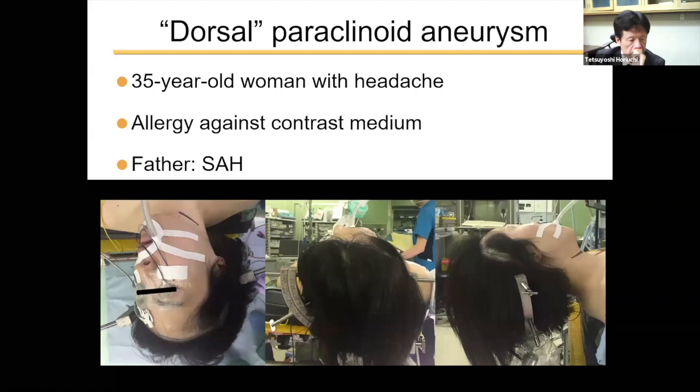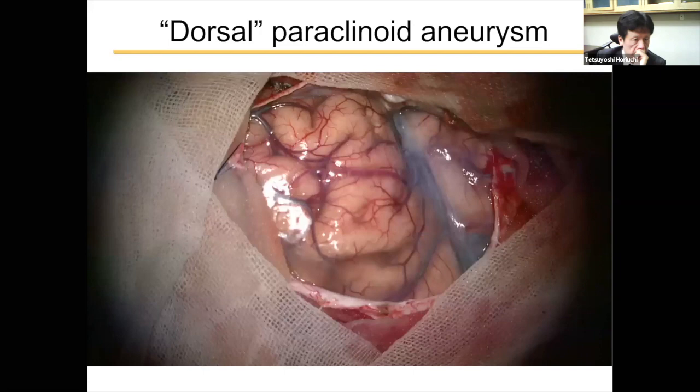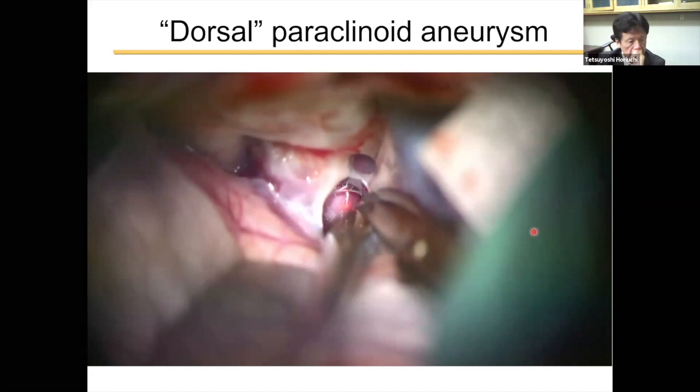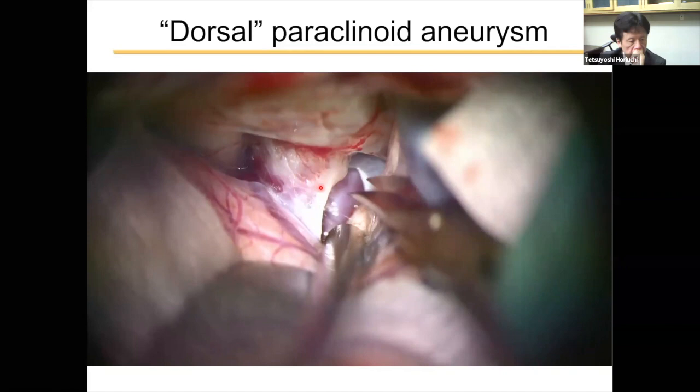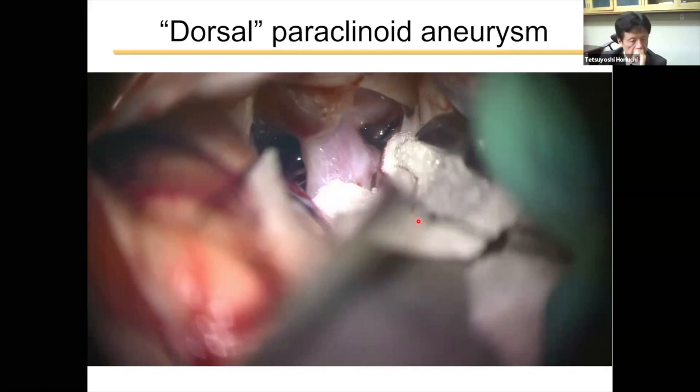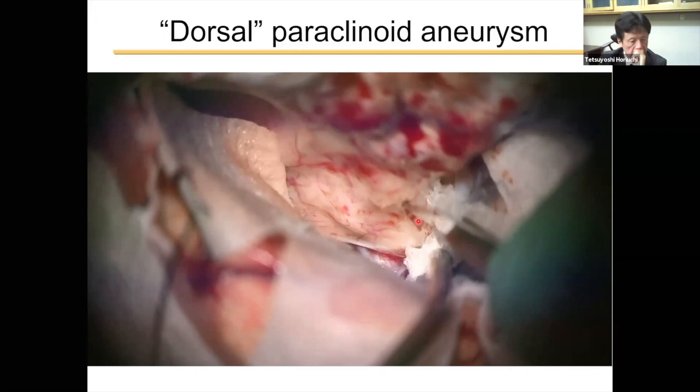This figure shows the setup of the surgery. I will show the video. This is also a right-sided approach. You can see the optic nerve and internal carotid artery. And this is the aneurysm. And the medial carotid-ciliary fissure is sufficiently opened. And anterior clinoidectomy is performed.